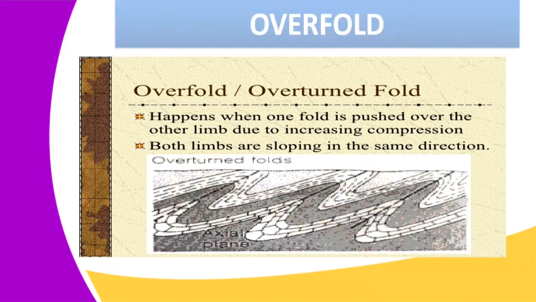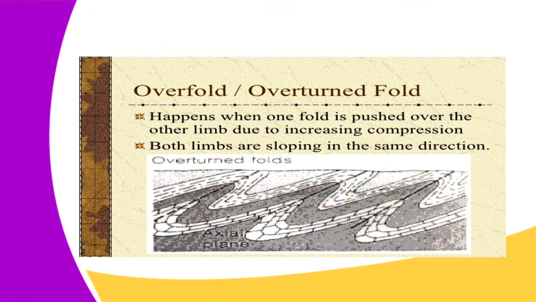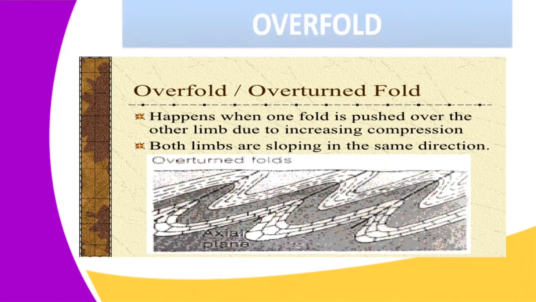Number 3, we have the overfold. So the overfold is also called the overturned fold, and this happens when one fold is pushed over the other limb due to increasing pressure. And here you have both limbs sloping in the same direction.